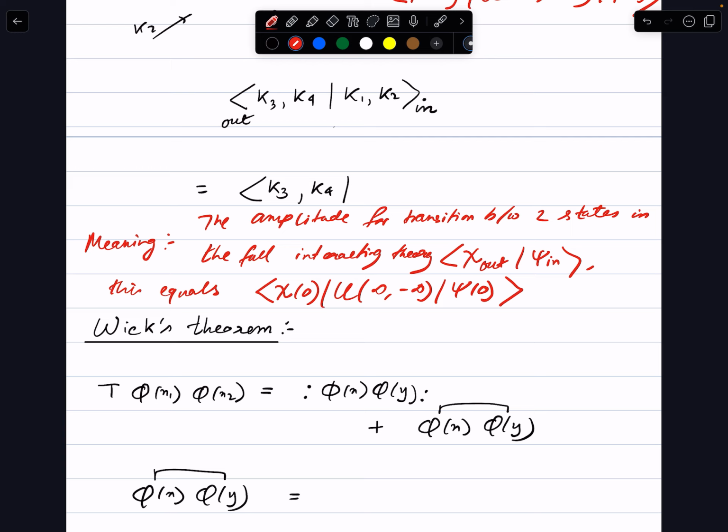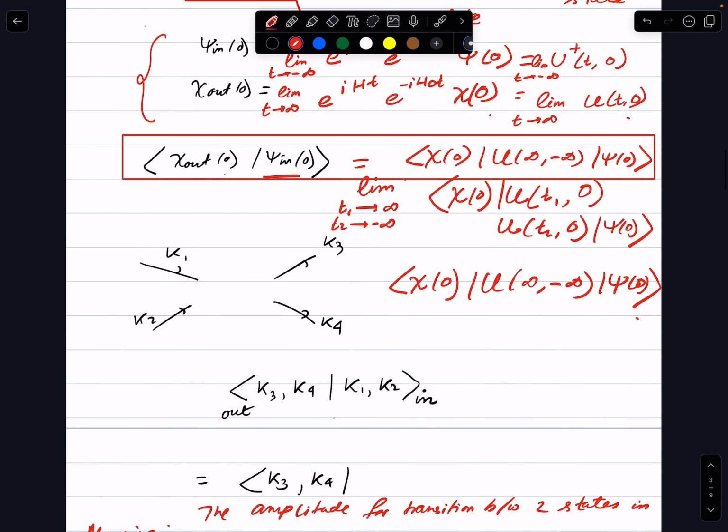Now all of these things can be calculated in the free theory, where chi 0 and psi 0 are states in the free theory. So I can start with states in the free theory and calculate their time evolution to some other state. All I have to figure out is this U infinity to minus infinity, which is the time evolution in the interaction picture from minus infinity time to infinity time. That is what I have to figure out.